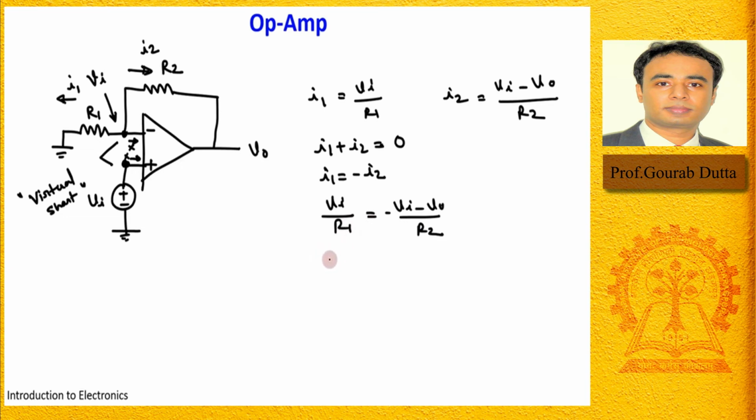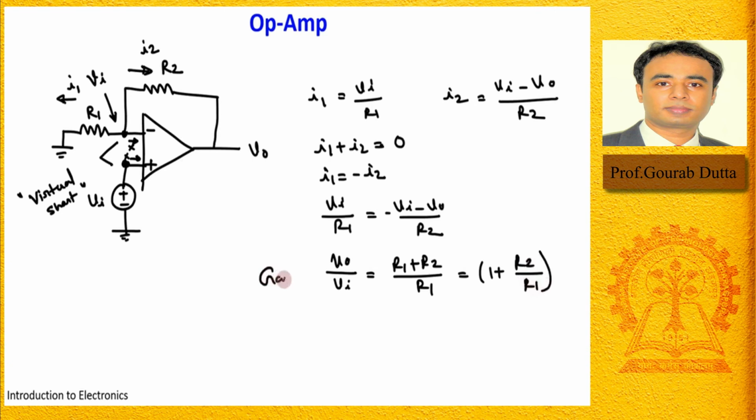And take all this V output on one side and V input on the other side, and then take this V output by V input. You will get it like this: R1 by R2 by R1, right? Which is nothing but 1 plus R2 by R1.